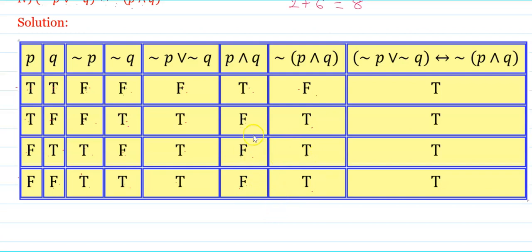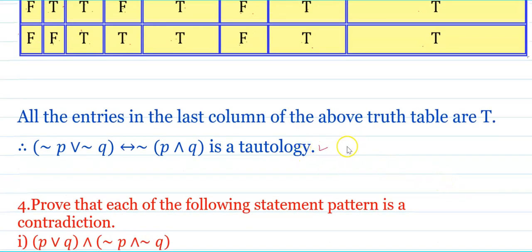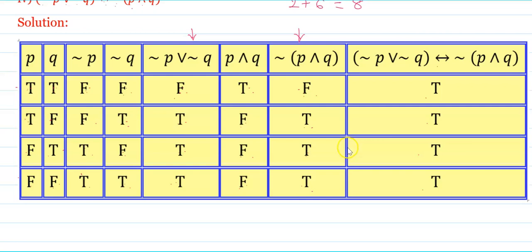Now the next, the double implication between column number 5th and the 7th. How do we remember double implication? If both of them are the same, then it is true, otherwise false. F double implication F is T. T double implication T is T. T double implication T is T. T double implication T is T. Now see this. All the entries in the last column are T, and hence the given statement pattern is a tautology. Okay, you can see that.